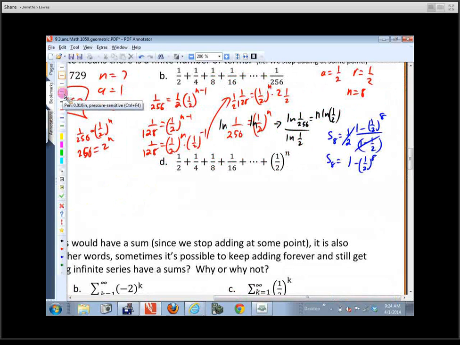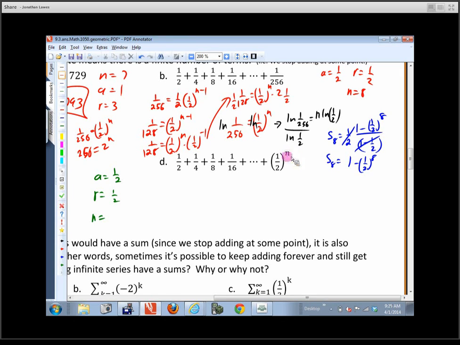We need to identify 3 things. We need to know the first term. What's the first term? 1/2. Common ratio. Just like the one above it, right? Isn't that 1/2 also? Okay. And then we've got this guy right here. We need to know how many terms are we adding up? Well, it just says n.